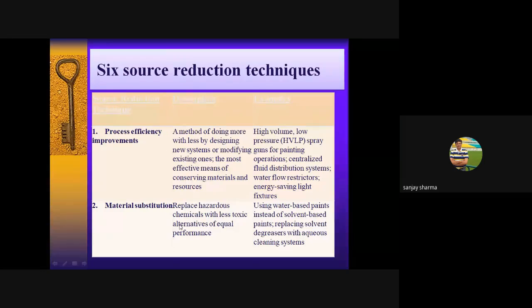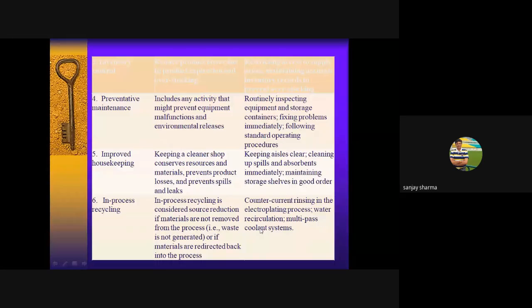So material substitution: you replace hazardous chemicals with less toxic alternatives, using water-based paints instead of solvent-based paints, replacing solvents and detergents with aqueous cleaning systems. Similarly, preventive maintenance includes any activity that might prevent equipment malfunction and environmental releases. So routine inspections of equipment and storage containers, fixing problems immediately, and following standard operating procedures.